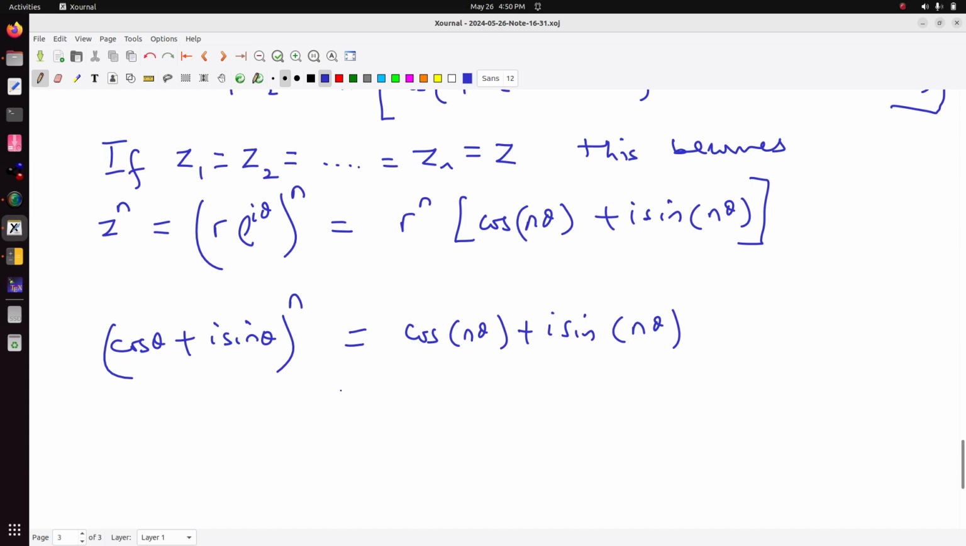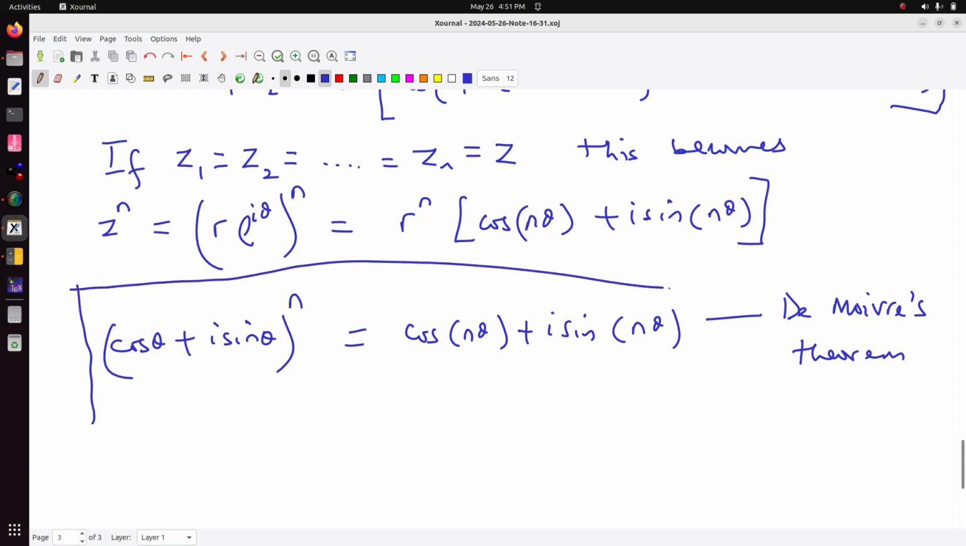Let me write it here. De Moivre's theorem. So what does this tell us? It tells us that if we want to find the nth root of a complex number, we can use De Moivre's theorem to do it.